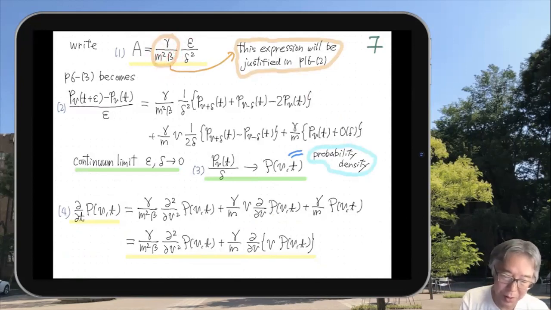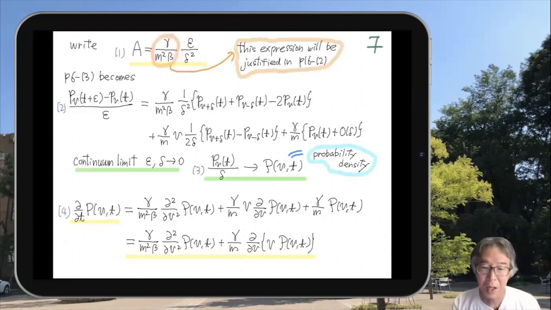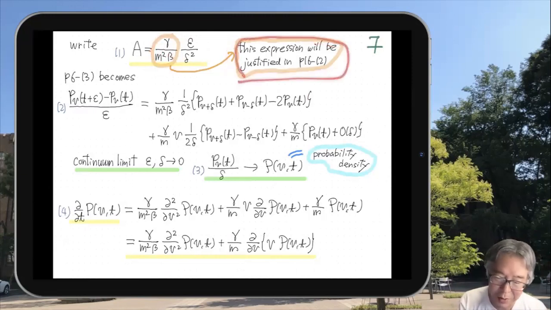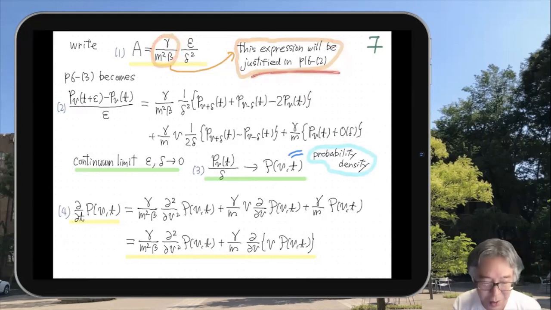So there is no reason that you can write it like this. I would say that this is not justified for the moment, and it will be justified later in page 16. So we have to wait for a while. Please remember that we are not justified yet to take this, but we will be justified later.